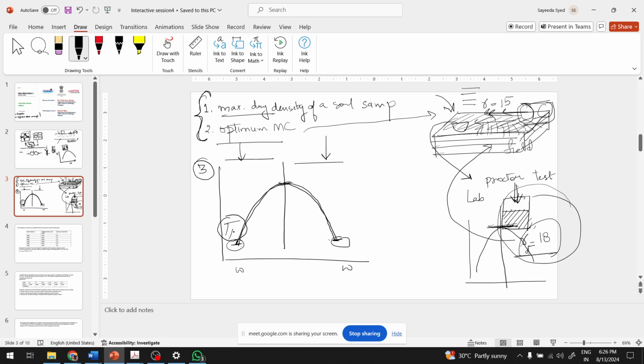The grains are flocculated. But here, this is the dry of optimum, and this is the wet of optimum. Here you have a dispersed structure of the soil because it has come together, isn't it? Now, no doubt the density is the same, but the structure is no longer flocculated.